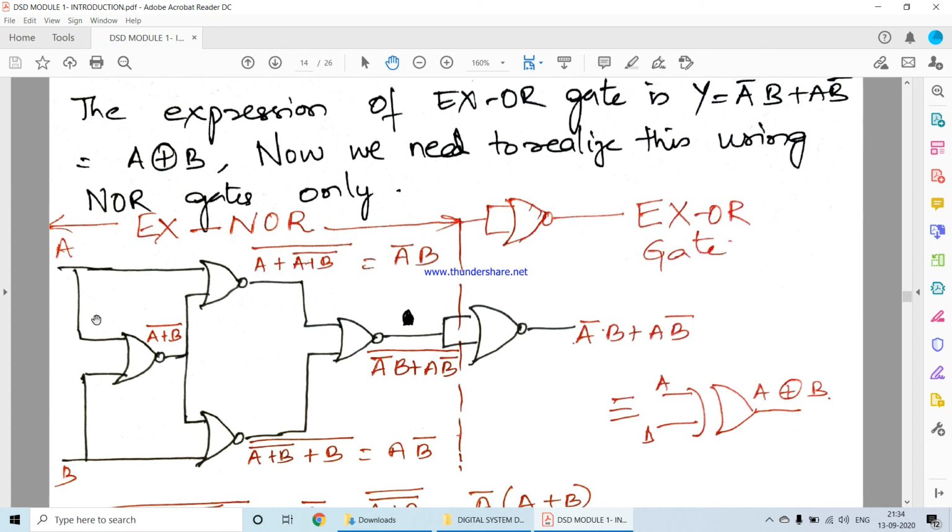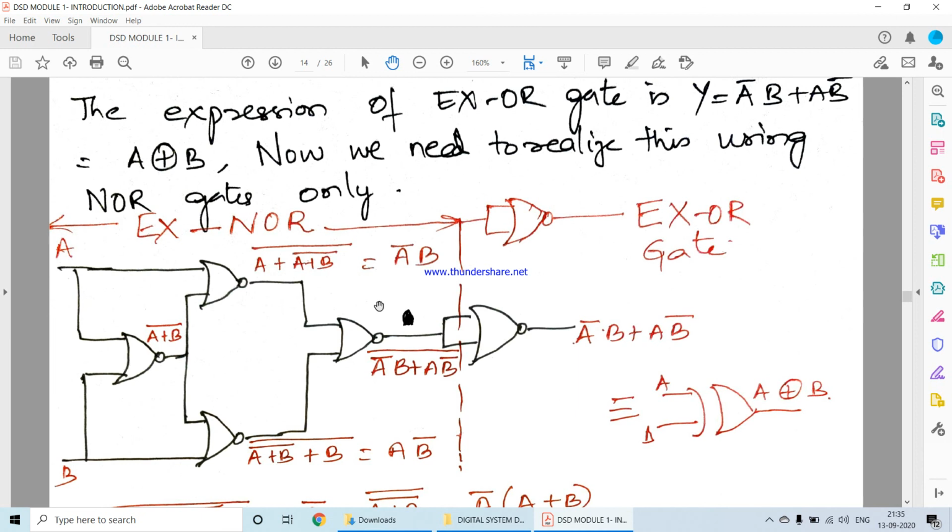A plus B the whole bar. Now according to De Morgan's theorem, this and this you can AND it. A bar and A plus B the whole bar. So therefore if you multiply those two, you get A bar B.